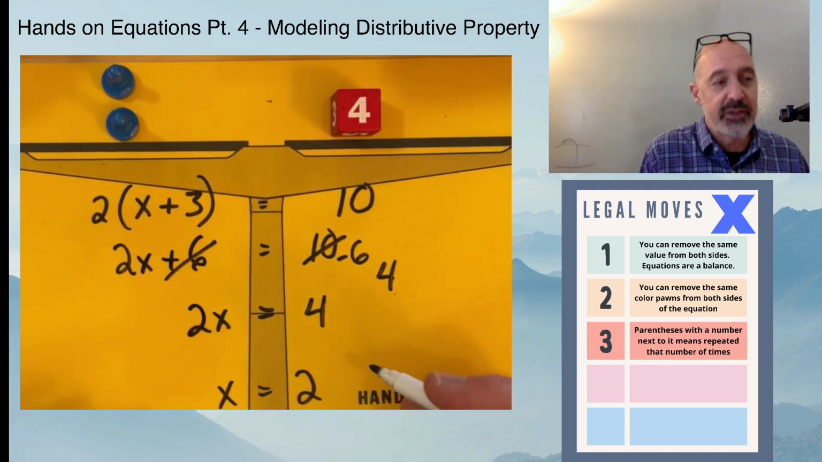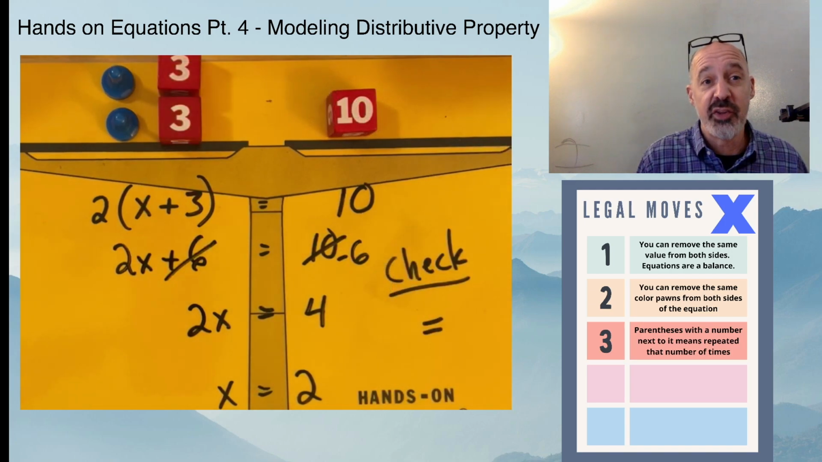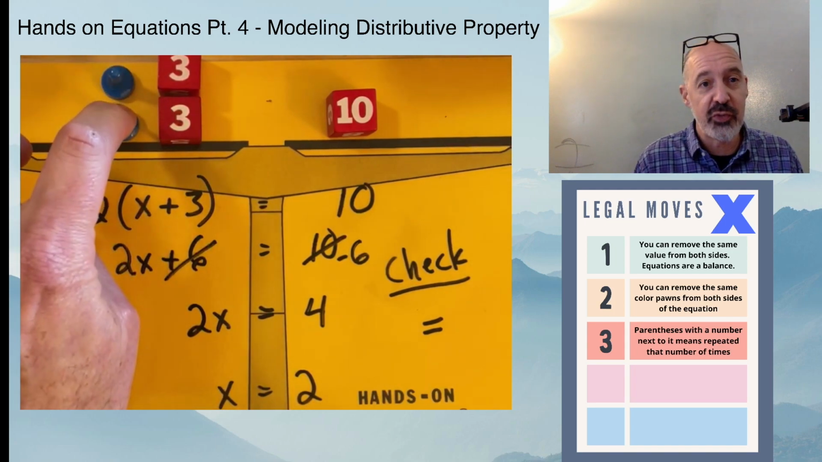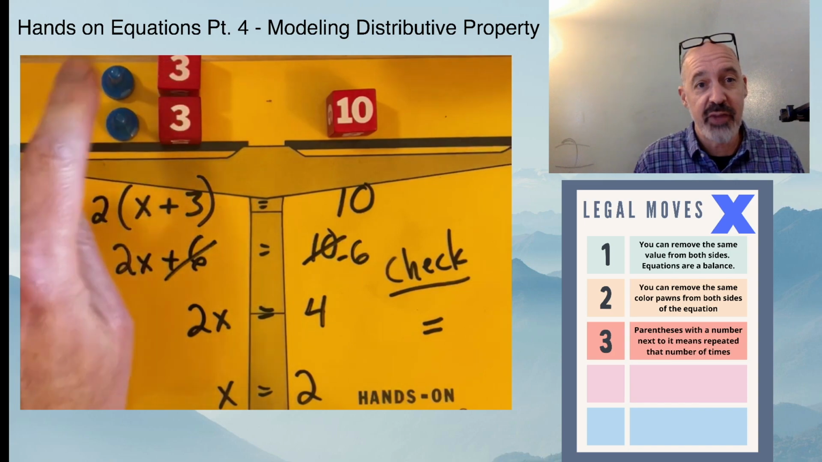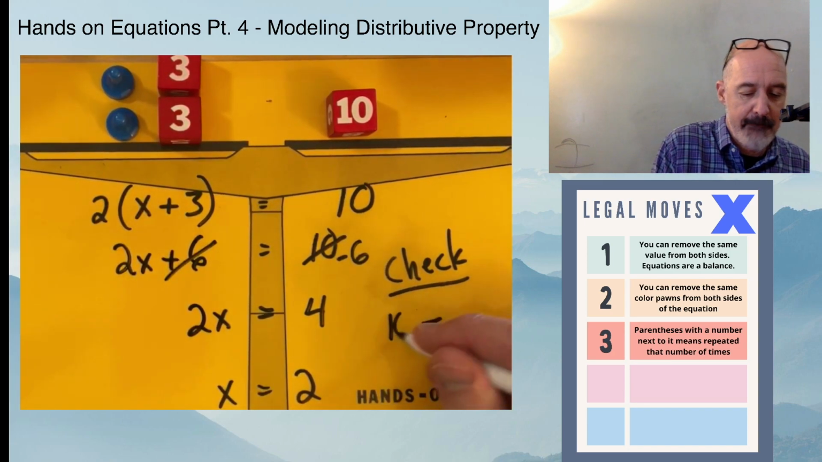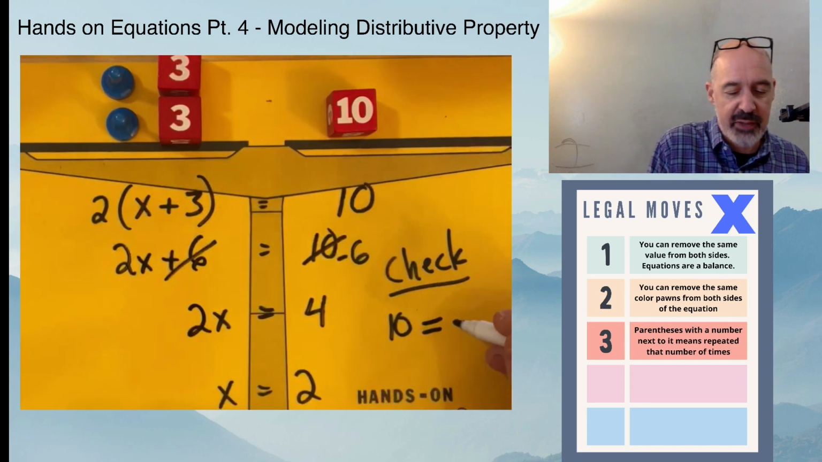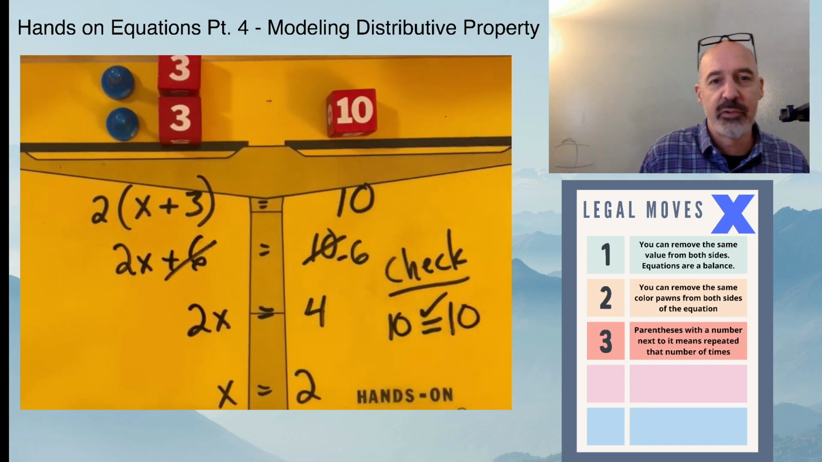And finally, to do the check, the student is supposed to put back in the value they got for x, which in this case is 2, and figure out that 2 plus 2 is 4, plus 3 is 7, plus 3 is 10. So this side equals 10. And the right side, of course, also equals 10. So the check looks like that.